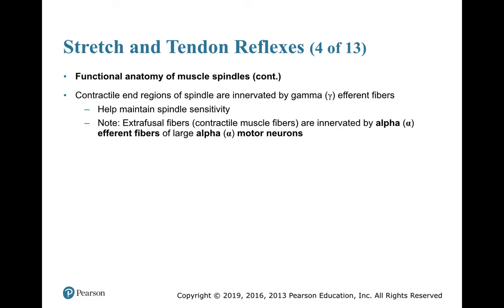Contractile regions of the spindle are innervated by gamma efferent fibers, and they help to maintain spindle sensitivity. The extrafusal fibers, the contractile muscle fibers, are innervated by alpha efferent fibers and large alpha motor neurons.